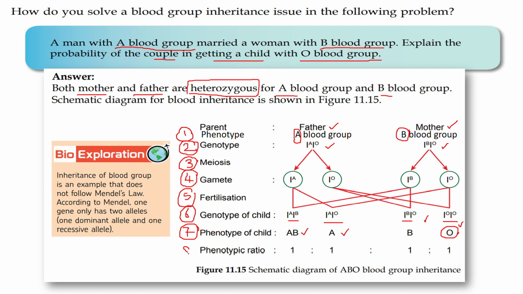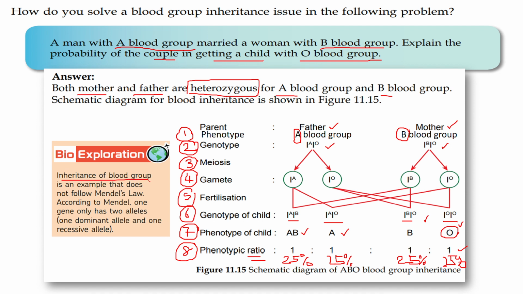From here, we can derive the ratio of 25% for each probability. So that means blood group AB to A to B and to O is the ratio of 1 to 1 to 1 to 1.